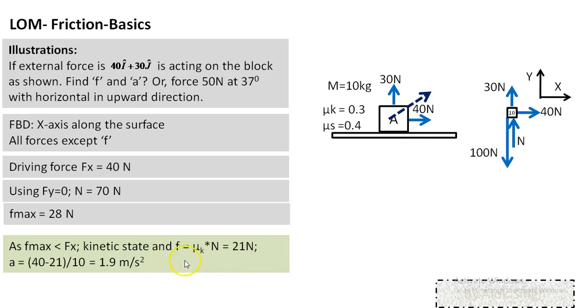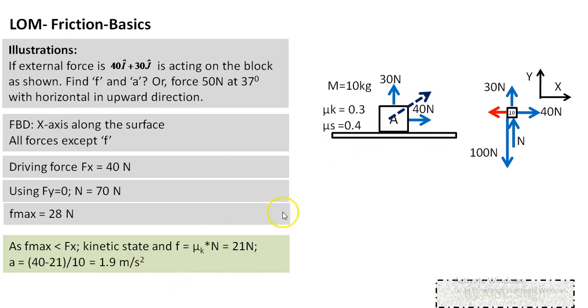And since it's the kinetic state, the friction force acting also will be kinetic friction. It will not be mu s times N, it will be equal to mu k times the normal component. So mu k is 0.3, normal component is 70. So friction force will be equal to 21 Newton. Hence, this is the friction force. So what will be the value of acceleration? If we apply the equation in x direction, net force is 40 minus 21, divided by mass 10 kg. We will find the value of a for the block, a will be equal to 1.9 meter per second square.